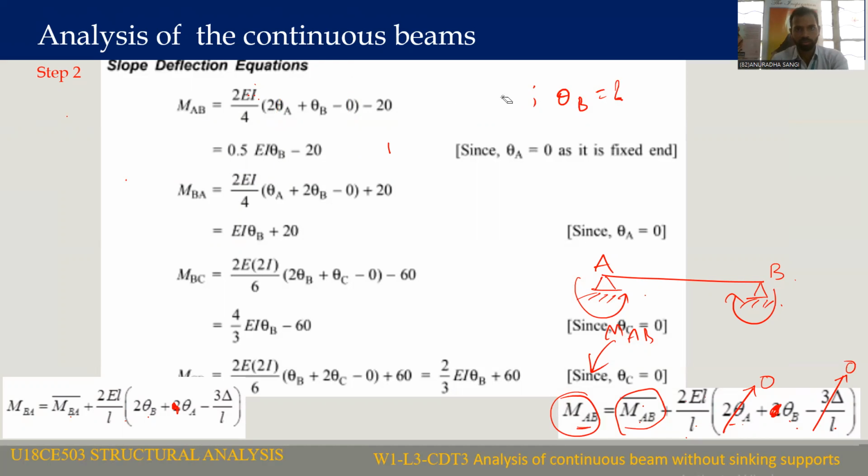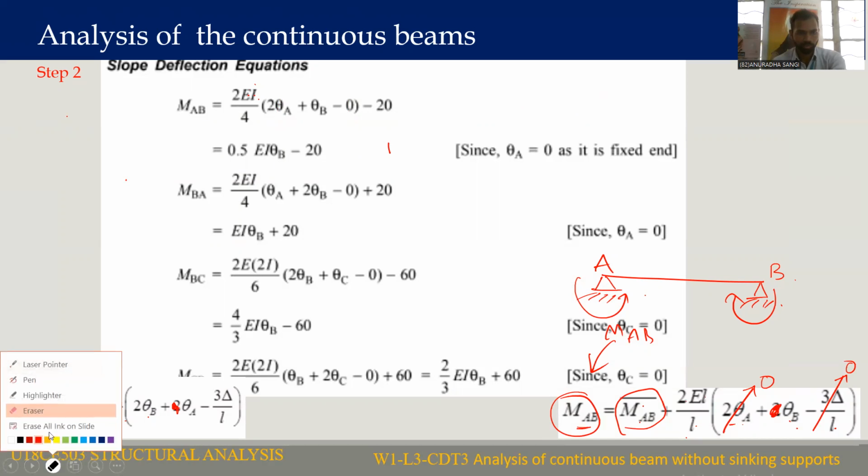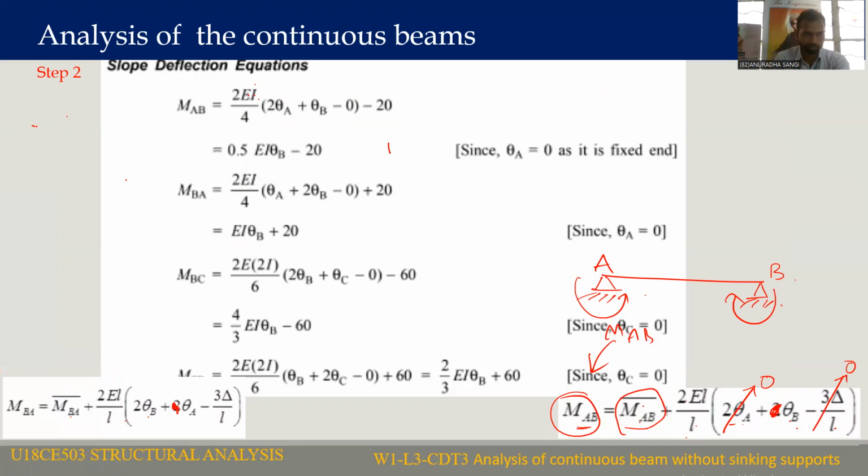Now similarly, you write the equation for MBA: the same span, AB span, but in the BA direction. MBA will be equal to MFBA plus 2EI by L into (2 theta B plus theta A minus 3 delta by L). Here the only difference is that for theta B the factor will be 2, and for theta A the factor will be 1. L is equal to 4 meters, the span length.